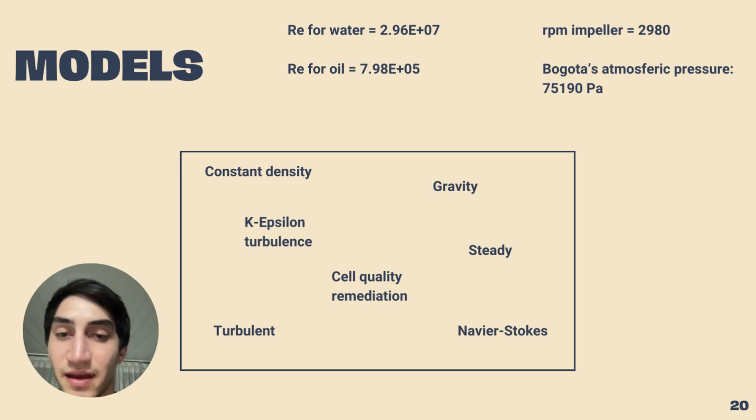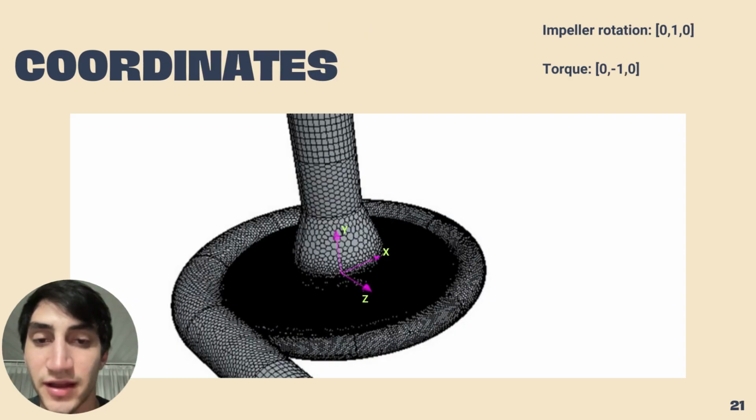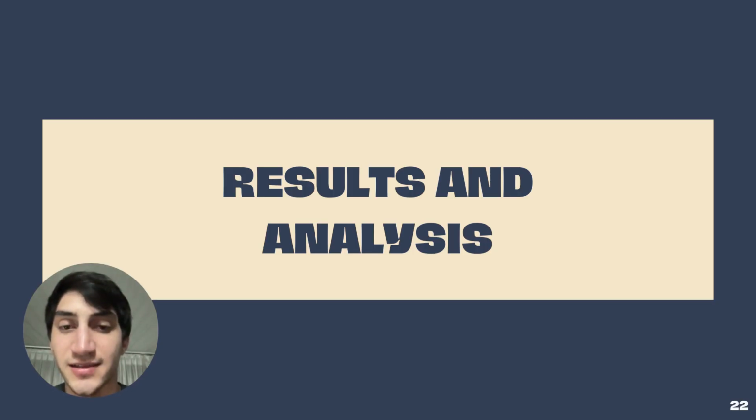We use the k-epsilon turbulence model. We use the Navier-Stokes equations. Our coordinates are centered in the origin, with y pointing at the inlet and z pointing at the outlet. Results and analysis.